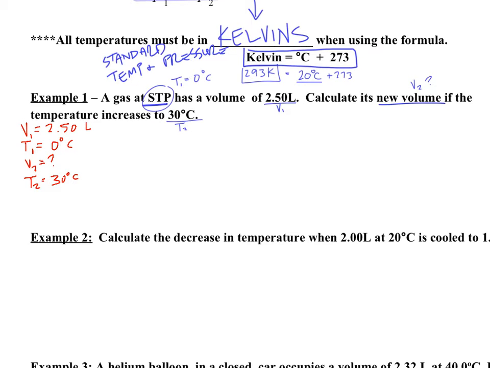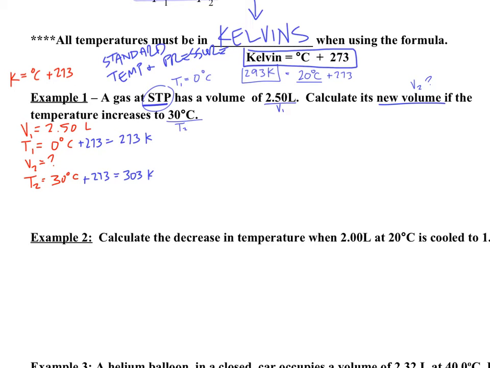All right, so one of the things I mentioned is that temperature needs to be measured in Kelvin. So if Kelvin is measured by taking your temperature in Celsius and adding 273, then I'm simply going to add 273 to this temperature. And 0 plus 273 gives me 273 Kelvin. And I'm going to add 273 to this temperature. And 273 plus 30 gives me 303 Kelvin. So now I've got my temperatures converted to Kelvin. My volume is ready to go. Now I can substitute into my equation.